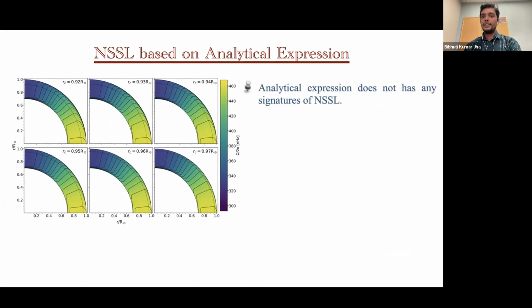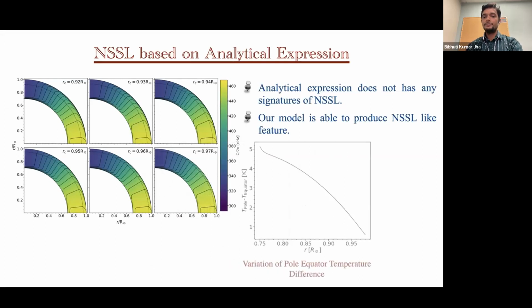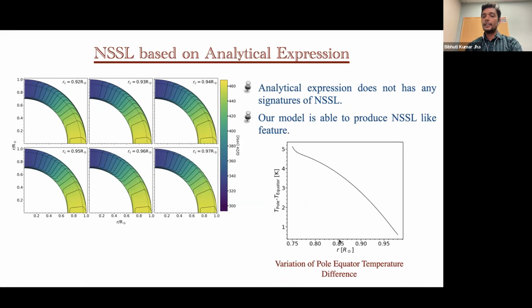Along with that, although our input data does not have any signature of NSSL, our model is able to produce an NSSL-like feature in the omega. Then we also look at the pole-equator temperature difference, and we can see that from 0.75 as we reach the surface, it is monotonically falling. Because this is not the real observation, it doesn't have much physical meaning right now, but it is expected based on the profile of the omega, because that is completely radial in the top of the convection zone.